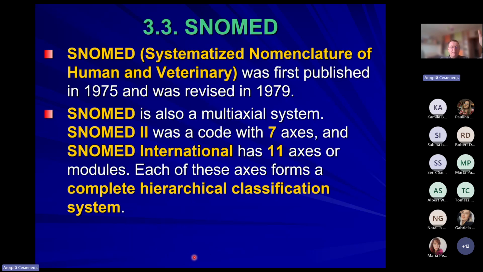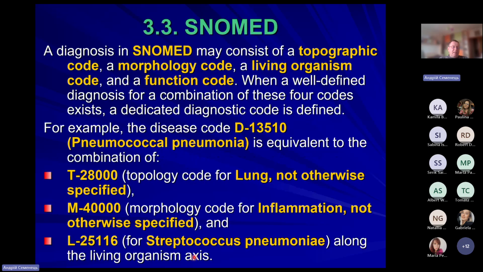SNOMED. This time I'm talking about nomenclature and not a coding system. First published in 1975, then reviewed from time to time. The current version, SNOMED International, has 11 axes or modules, and each axis forms a complete hierarchical classification system. So it's a combination of 11 hierarchical classification systems. In case of diagnosis, SNOMED may consist of a topographic code, morphology code, living organism code, function code. So a well-defined diagnosis is a combination of 3 or 4 codes.